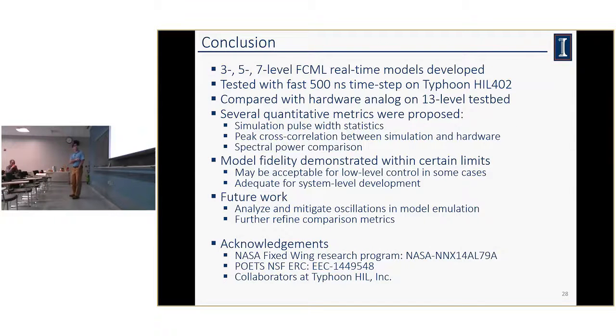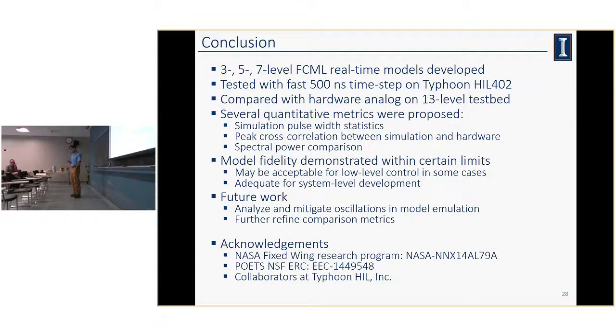Great. So in conclusion, 3, 5, and 7-level real-time emulation models were developed. They were tested on the very fast 500 nanosecond time step capable Typhoon Hill 402. These models were compared against a hardware analog on a 13-level testbed, and throughout this process, several metrics were proposed to compare the two. That would be the statistics on the pulse width, cross-correlation, and spectral power comparison.